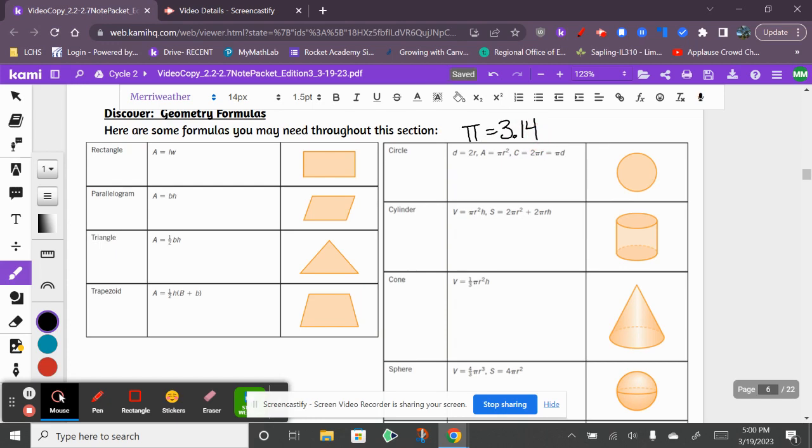And the only other thing that I do want to add is the other way that we can look at a triangle formula is A equals and then using the decimal form. So 0.5 times the base times the height.